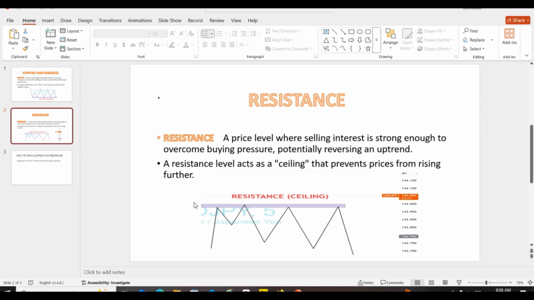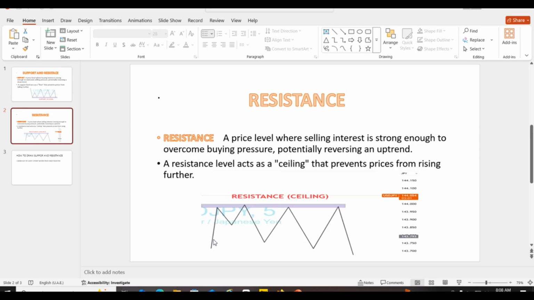Okay, a resistance level acts as a ceiling, you understand. For support you have a floor; for resistance it acts like a ceiling that prevents the price from going up further. So say for example you build a house and seal it, and when you throw something like a ball and it touches that ceiling, what do you expect? You expect it to fall back. So whenever price is at the resistance level, you expect it to fall, to come back down to the support area.